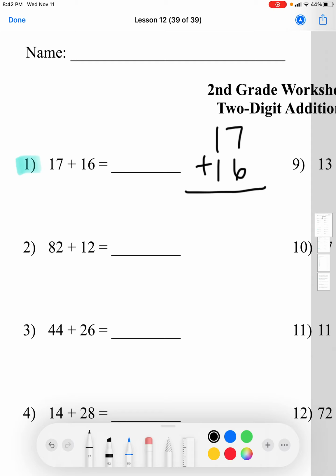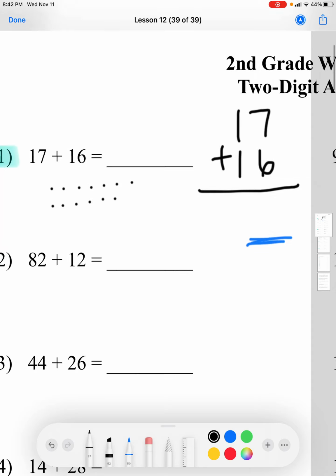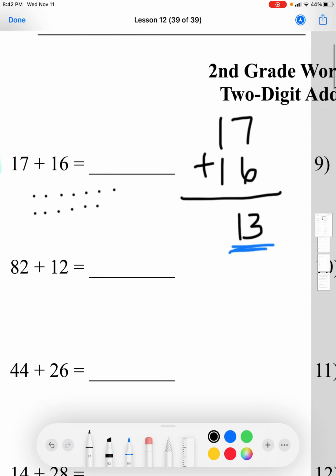So we're going to start with the ones place right here. We have 7 plus 6. So let's draw that out. We have 1, 2, 3, 4, 5, 6, 7, and then 1, 2, 3, 4, 5, 6. Now that's 13. If you count that up, we have 1, 2, 3, 4, 5, 6, 7, 8, 9, 10, 11, 12, 13. But we can't fit 13 here because this is only the ones place. This should be one number, right?